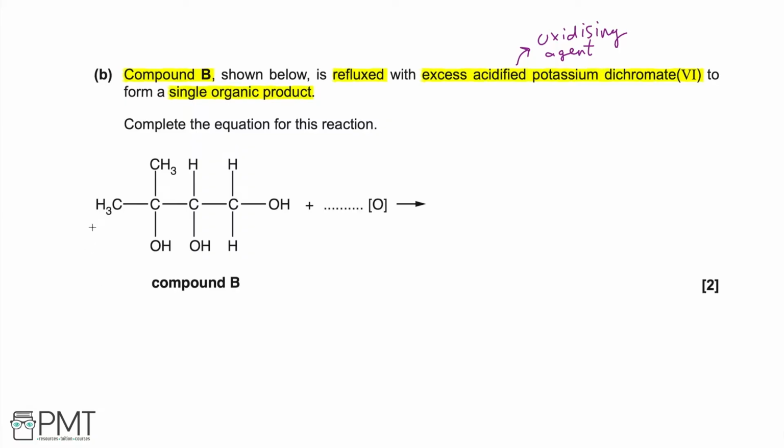So we need to look at compound B and figure out what functional groups we have. So we've got 3 alcohols present in this molecule, and I'm just going to circle those. And we need to think about what these are going to be oxidized into. So this OH here, it's bonded to a carbon, which is bonded to just 1 other carbon, making this a primary alcohol. And when we oxidize primary alcohols fully under reflux with excess oxidizing agent, it's going to become a carboxylic acid.